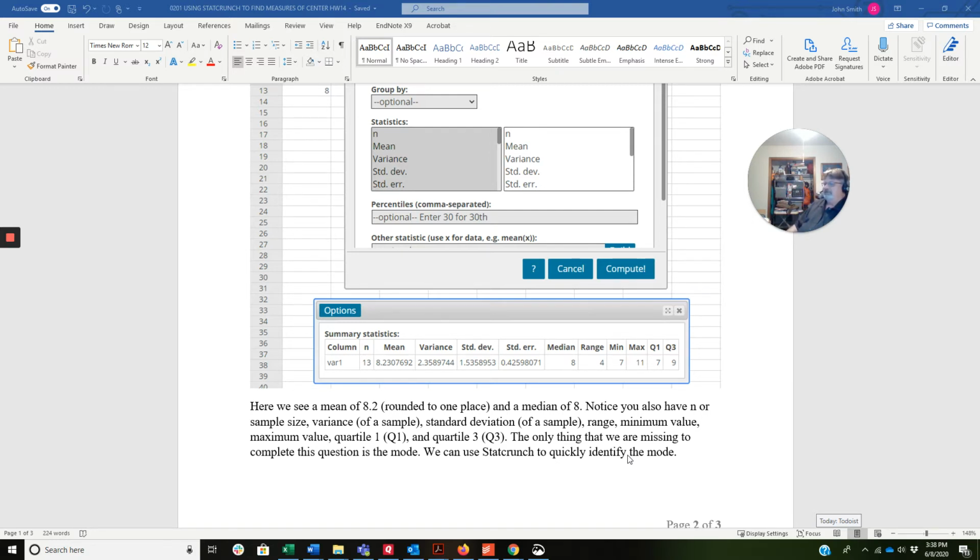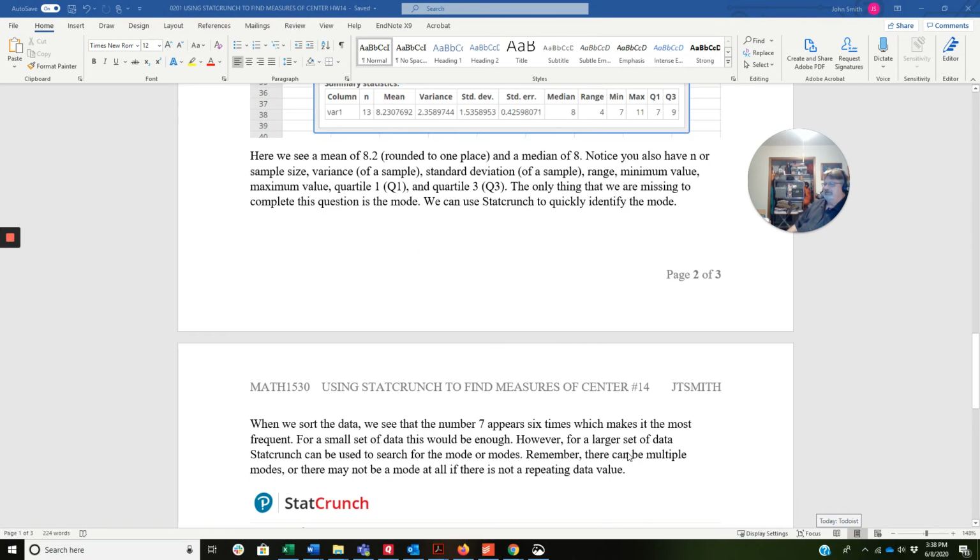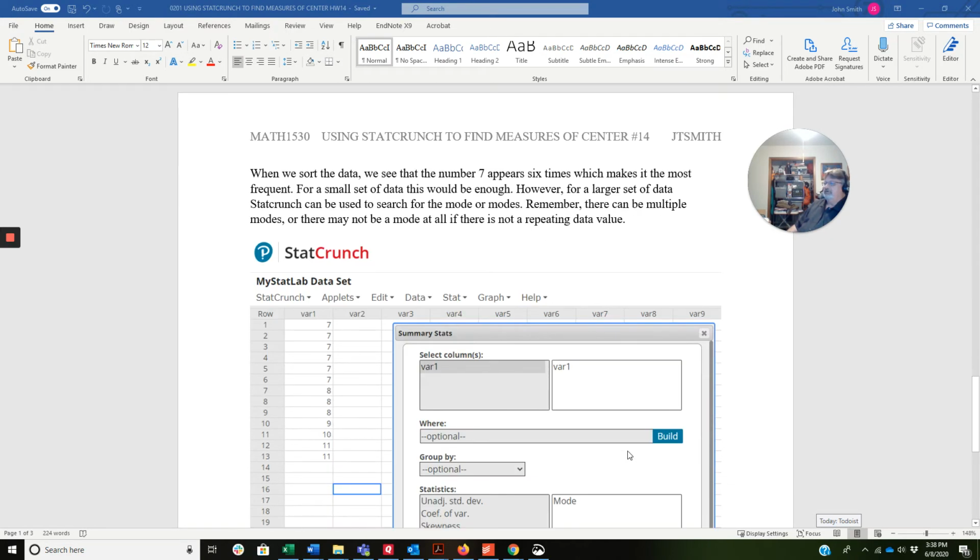But we can quickly identify that by going down, and if we sort our data, I remember the little button is going to be right here. You can't see it in this screen. But when I sort the data, I see that my lowest value is 7, and I have 6 of them. I have 3 8s, 1 9, a 10, and 2 11s. So, clearly 7 is the one that appears most frequently, so 7 is going to be the mode.